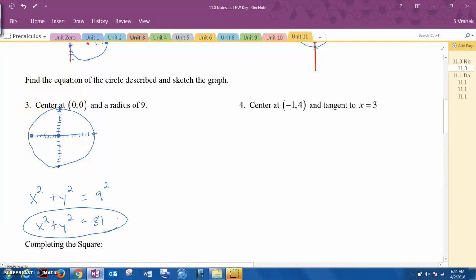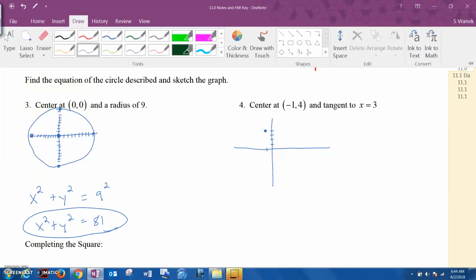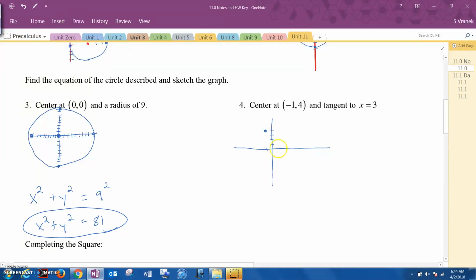Now I'm going to mix it up a little bit, make it a little more challenging. I have a center at (negative 1, 4), and tangent to the line x equals 3. What the heck does that mean? Well, let's talk about that. So negative 1, 1, 2, 3, 4. There's my center. And it's tangent to the line x equals 3. Well, that's a vertical line right there. All that means is that one of the points of the circle is on that line. So from there we can figure out the radius: 1, 2, 3, 4. It's telling me that the radius is equal to 4 here.